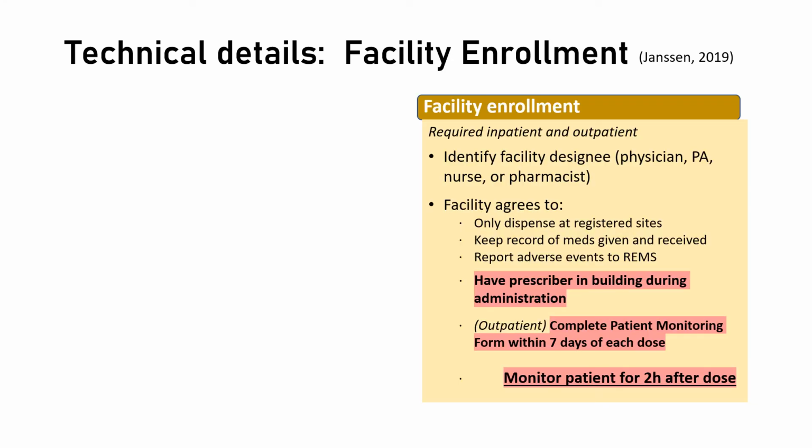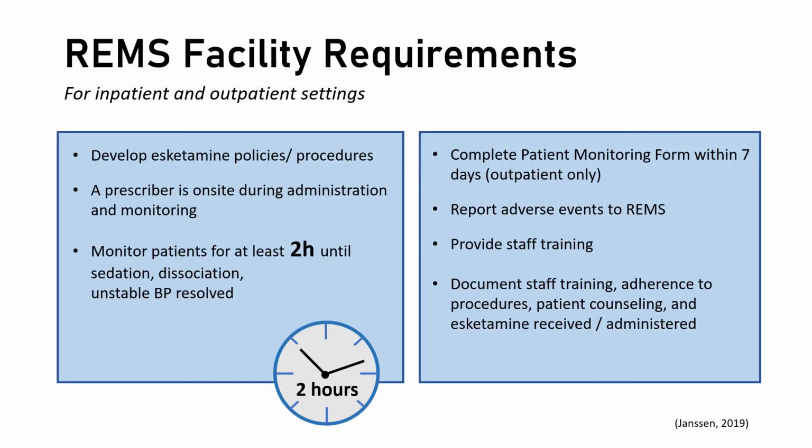Enrolling a facility in REMS requires a physician, PA, nurse, or pharmacist to be a point of contact. Facilities are required to keep detailed records on medication received and administered. Healthcare personnel must monitor administration, and a prescriber has to be present in the building when administration occurs. Facilities must have written esketamine policies and document staff training. Outpatient facilities are required to complete a patient monitoring form within 7 days after each treatment. For inpatient settings, administration and monitoring protocols are the same, but a patient monitoring form is not required.